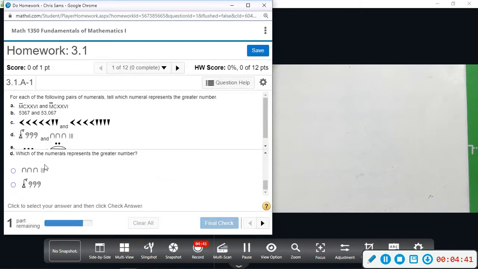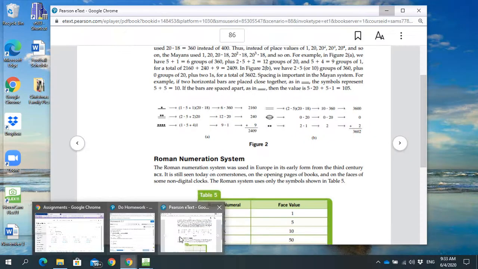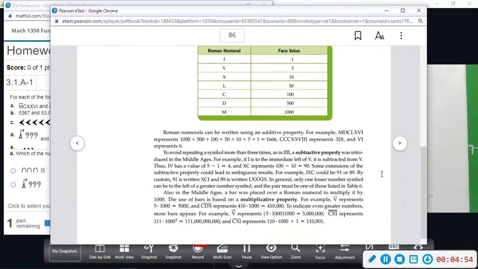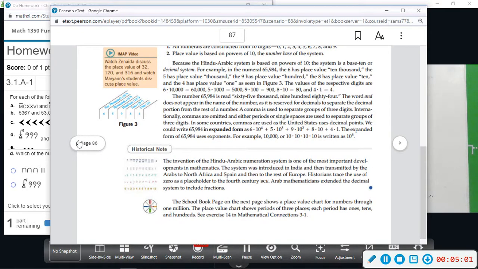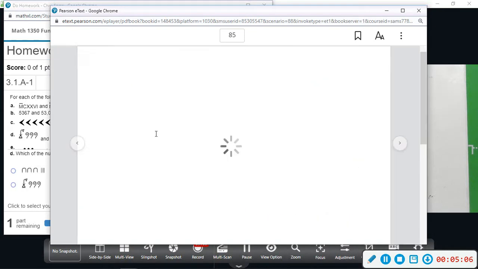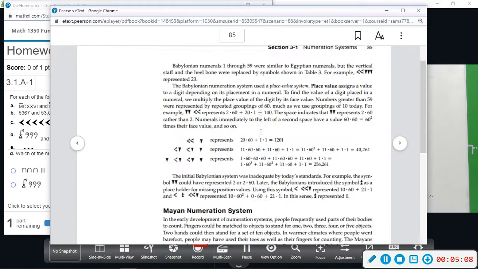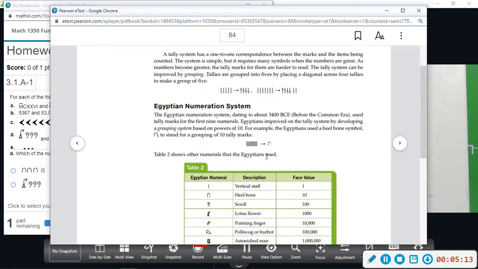Then the Hindu Arabic, I believe this symbol represents 1,000. I don't recall. Let me go back and look what those other symbols mean. There's so many different symbols that you get introduced to. Really easy to lose track. So let me go back a couple pages. I think it's before the Roman numerals, just so we can all see on the same page. One more. Okay, yes, here we go.